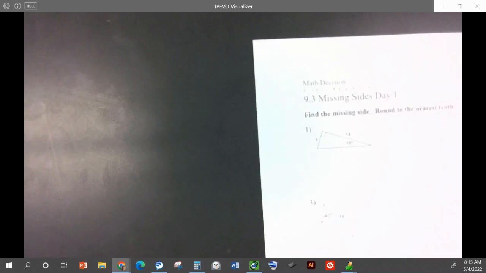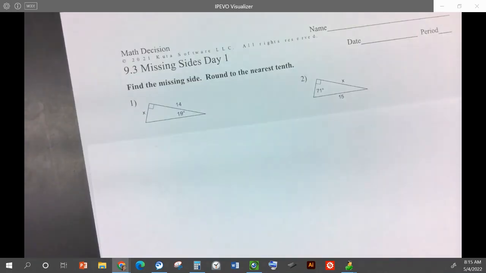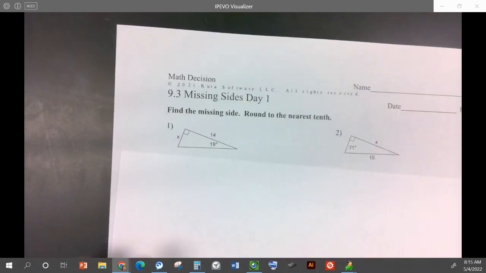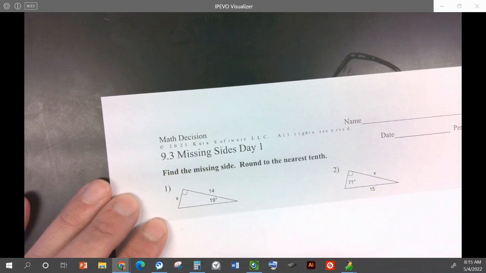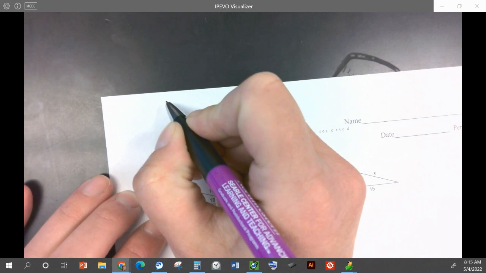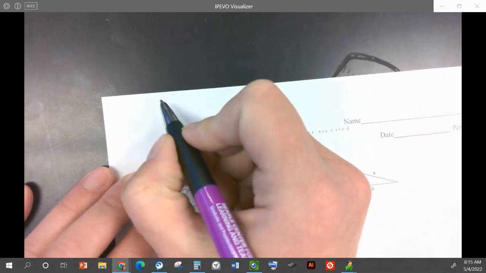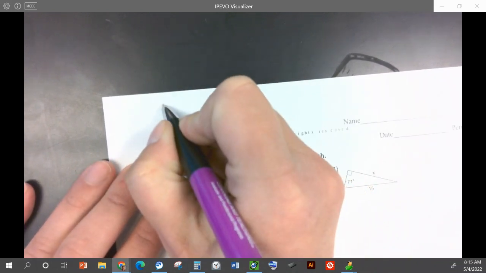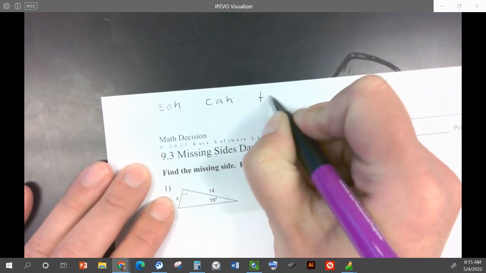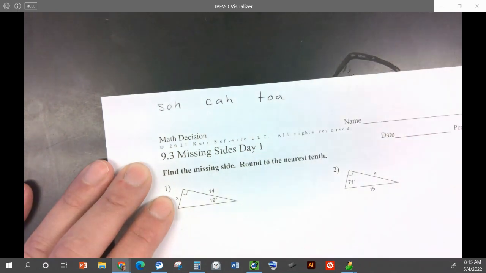Talk about missing sides. And we kind of did this. So we are still going to need to know sine, cosine, and tangent. So again, I'm going to write SOH CAH TOA at the top of my paper because that's going to help me remember the relationship between the trig functions and the side lengths. I'm going to use these on every problem.